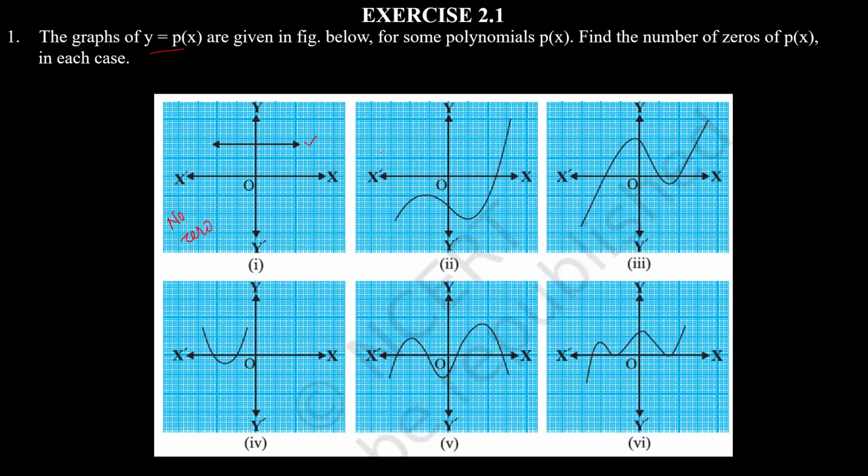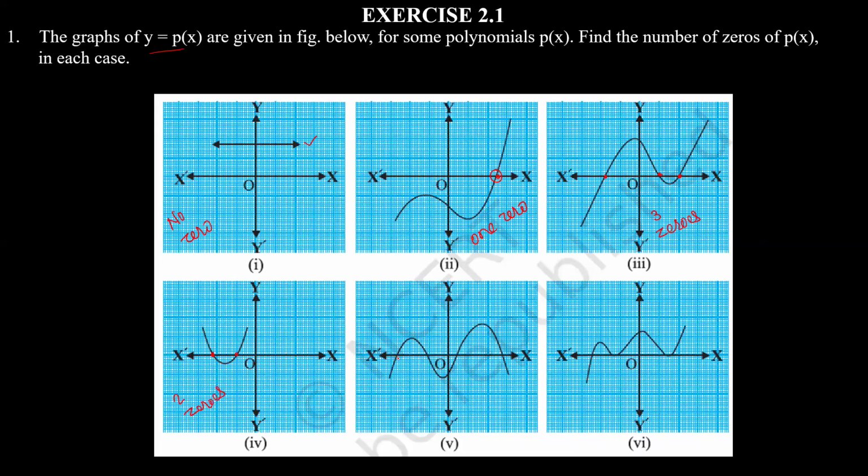Now here in the second one, it is going to cross the x-axis one time, so it will have 1 zero. Third one, it is going to cross the x-axis how many times? 3 times. So it will have 3 zeros. So for 3 values, its polynomial value is going to be 0. How many times is this crossing? Only 2 times. So it will have 2 zeros.